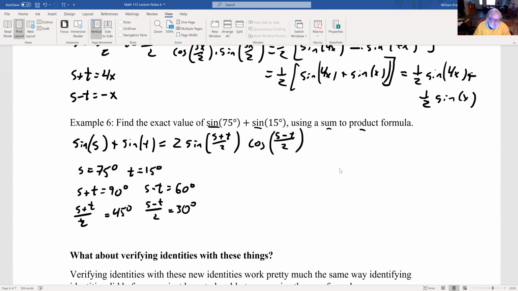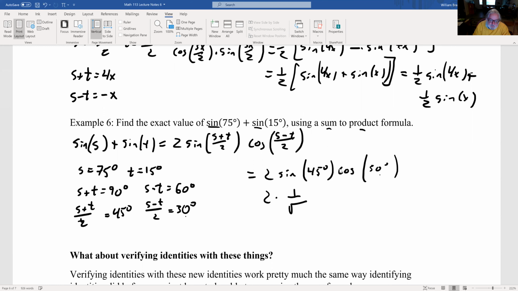equals 30 degrees. Okay, so this becomes 2 sine of 45 degrees times cosine of 30 degrees. And those are part of our 45, 45, 90, 30, 60, 90 triangles. Sine of 45 degrees is 1 over root 2. Cosine of 30 degrees, that's going to be the long side.